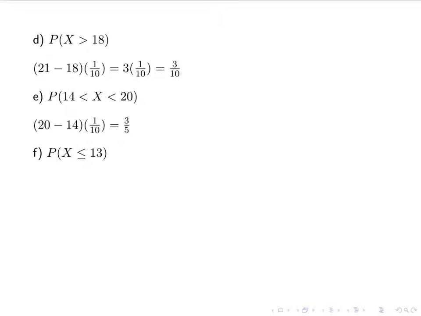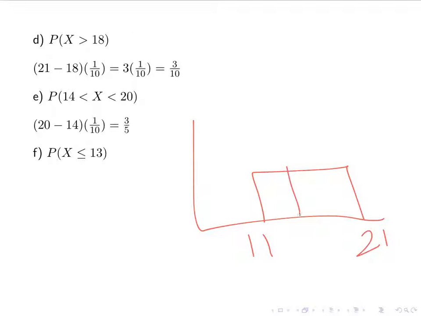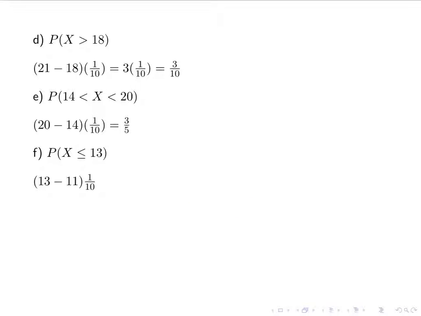For F, I want x less than or equal to 13. So again, I've got 11 to 21. I'm interested in 13 and below. So the width will be 13 minus 11. And again, the height is still 1 over 10. And that will give me a probability of 1/5.